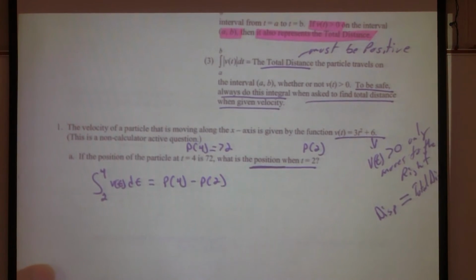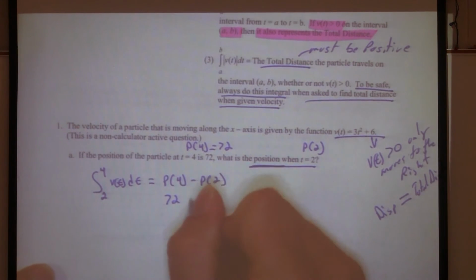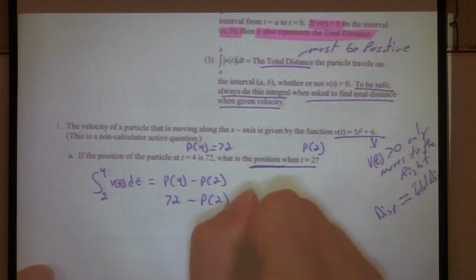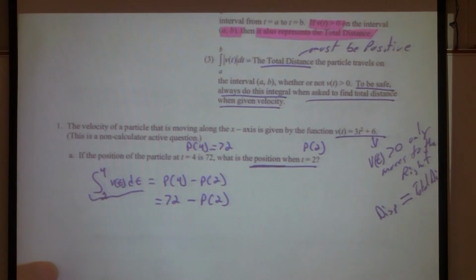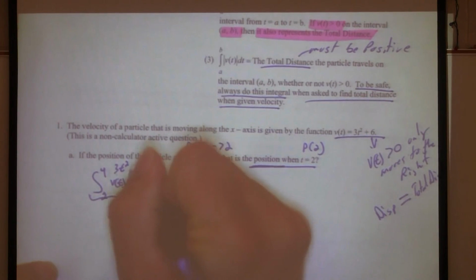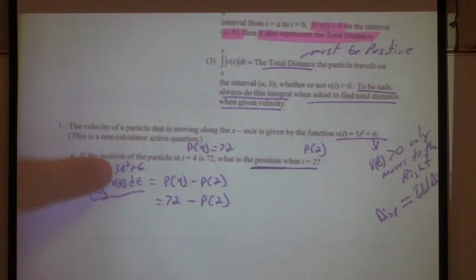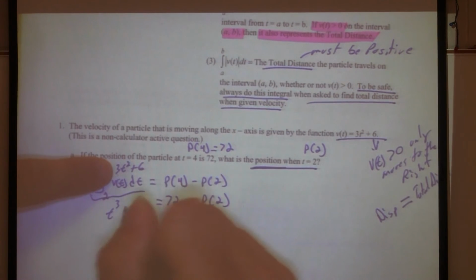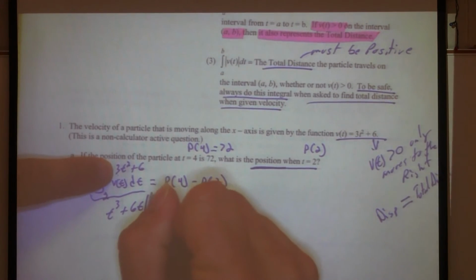This will be on your upcoming quiz. This is stuff that we did before we left for the break, right? Okay, we know P of 4 is what? So we know 72 minus P of 2 is equal to what? We've got to figure out this. Okay, so we know what V of t is. V of t is 3t squared plus 6. Can I find its antiderivative and then apply the fundamental theorem of calculus? Right, what's the antiderivative? t cubed plus 6t.